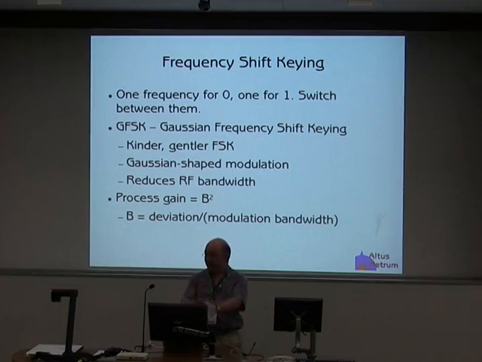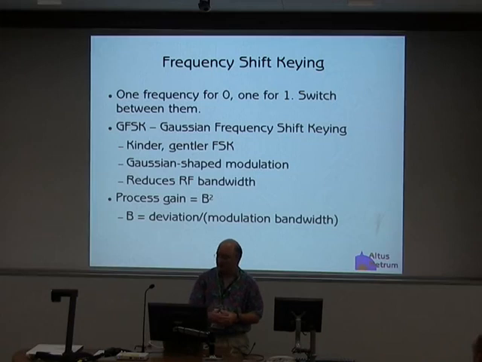Okay, so frequency shift keying is pretty good because you get this process gain. You only get the process gain if your raw signal to noise ratio of the signal is about 10 dB. Right, so the carrier to noise ratio of your raw FM signal needs to be at 10 dB before you start getting any process gain.